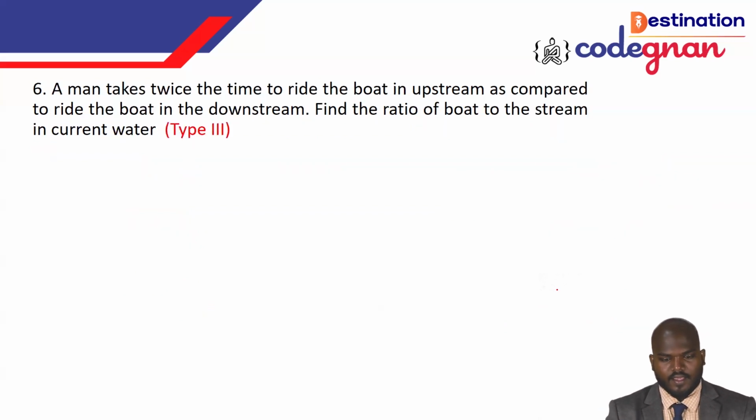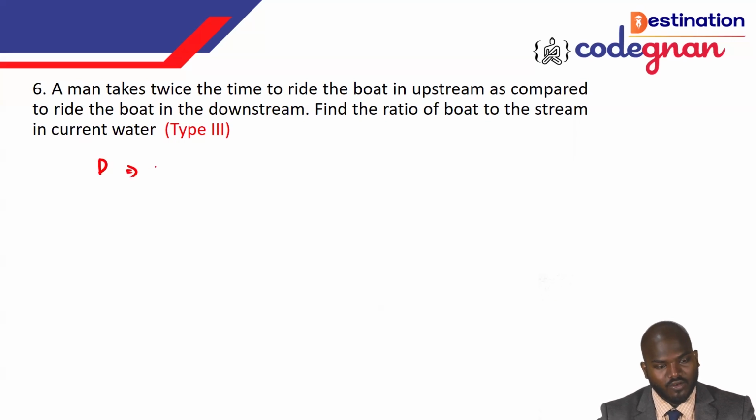A man takes twice the time to ride the boat upstream as compared to riding the boat downstream. Find the ratio of the speed of the boat to the speed of the stream in the current water. That is what we want to find out here. So how can I find this? A man takes twice the time to ride the boat upstream as compared to downstream. Let's work it out.